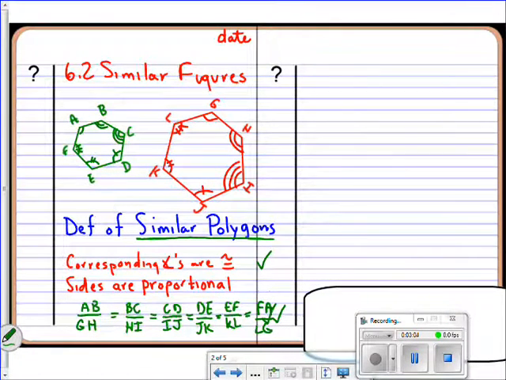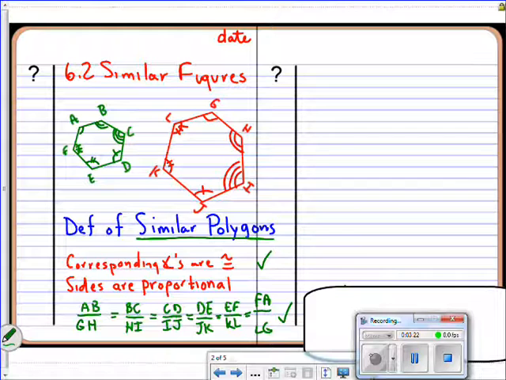And if that happens, if I find that all those ratios equal each other, then, let me grab that triangle, there we go. If I find that all those ratios are in fact the same, equivalent, then I've completed my definition of similar polygons and they are similar. If I find one ratio that is not the same as the others, then the figures are not similar.